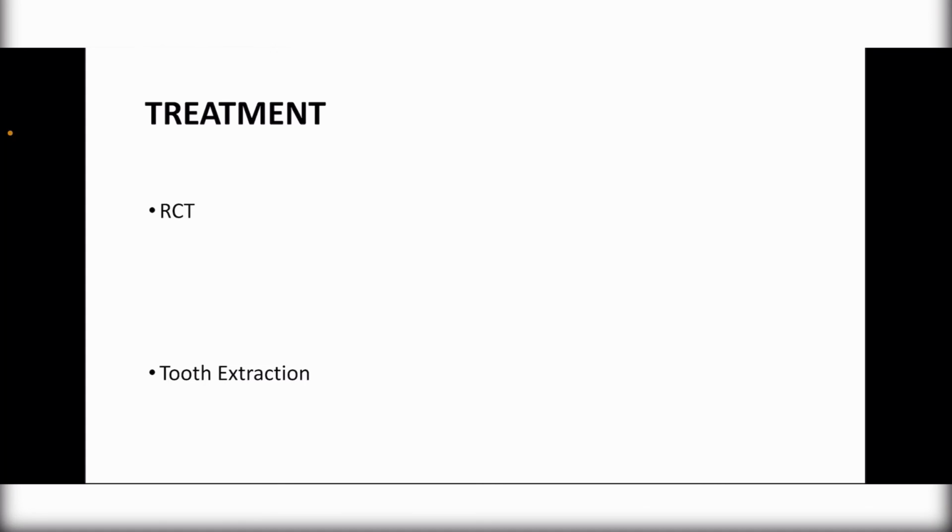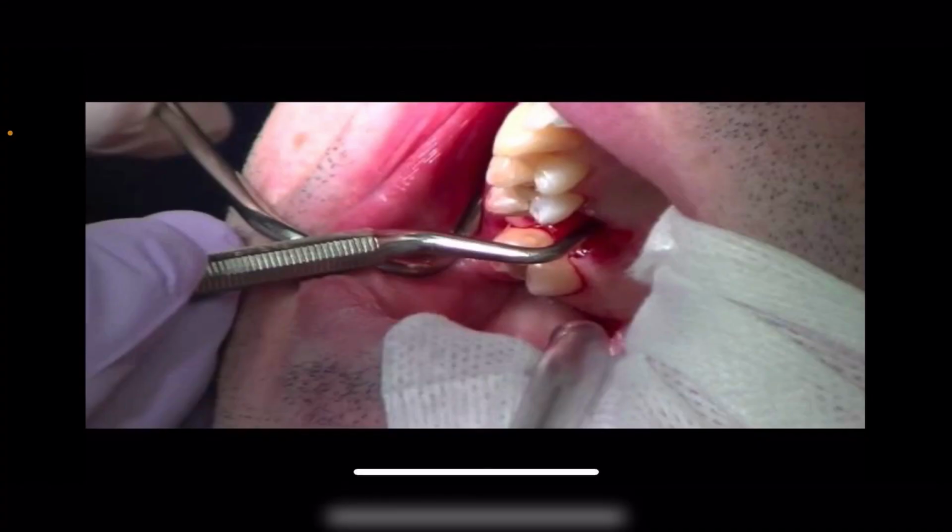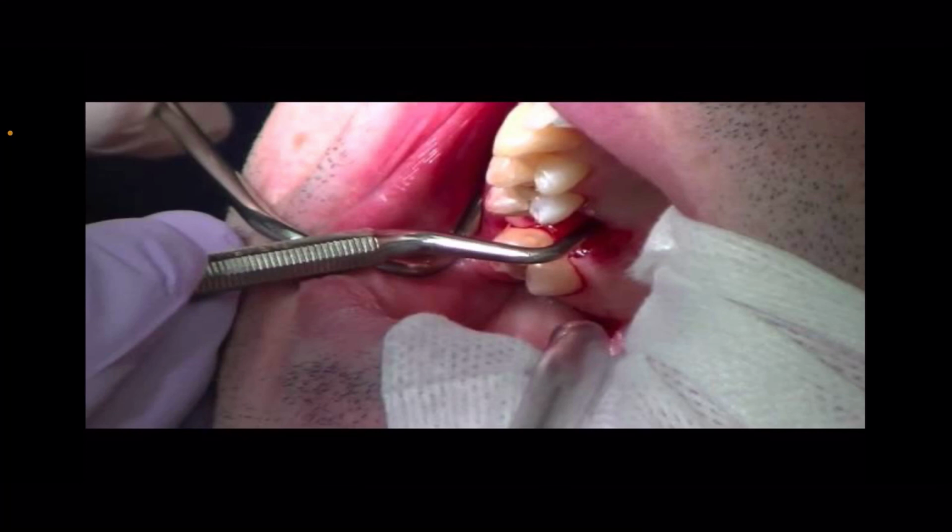Another option is tooth extraction, tooth removal, and right after it, we should replace the tooth with a dental implant or a dental bridge. In some cases, we may also have to prescribe antibiotics to help prevent the infection from spreading, especially if the patient had to wait for the procedure. But this isn't a primary treatment. So this is a root canal treatment and a tooth extraction.